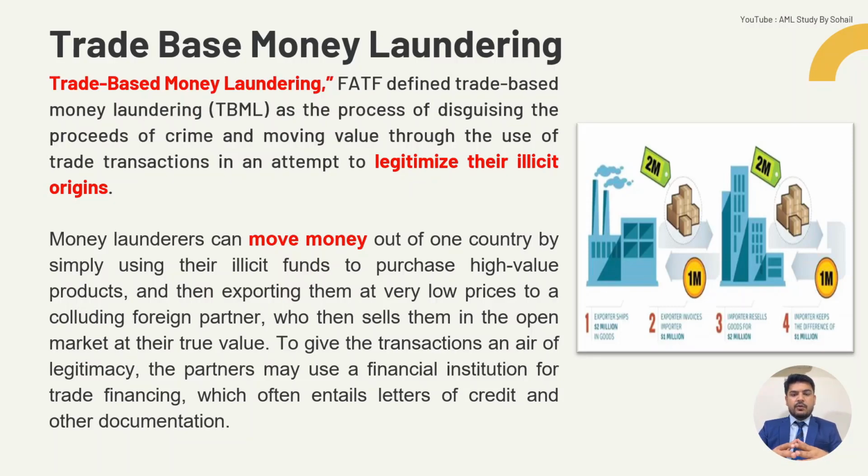Money launderers can move money out of one country by simply using their illicit funds to purchase high value products and then exporting them at a very low price to a colluding foreign partner, who then sells them in the open market at their true value to give the transaction an air of legitimacy. The partners may use a financial institution for the trade financing, which often entails letters of credit and other documentation.